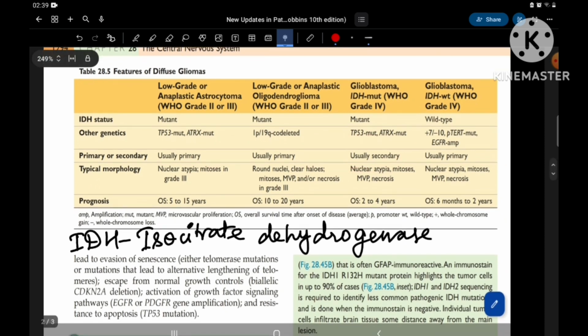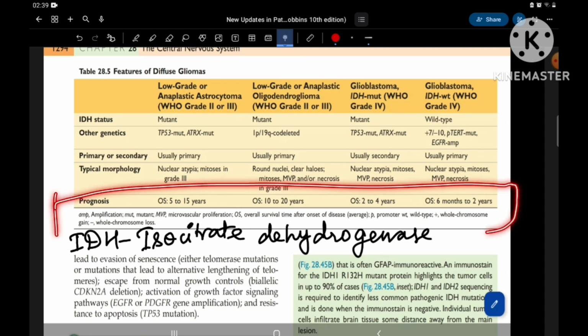Next, typical morphology. It is nuclear atypia, mitosis in grade 3. Round nuclei, clear halos are seen. Necrosis is seen, and microvascular proliferation, guys. Here again you see the same nuclear atypia, mitosis, necrosis. And in IDH wild variety also you see nuclear atypia, mitosis, microvascular proliferation and necrosis. This is one of the important columns you should note.